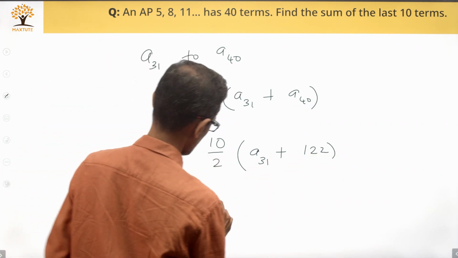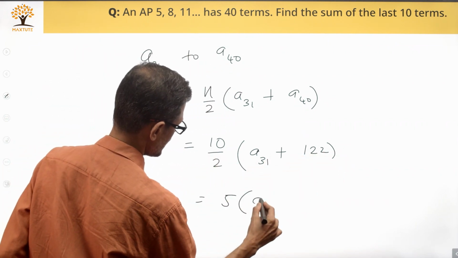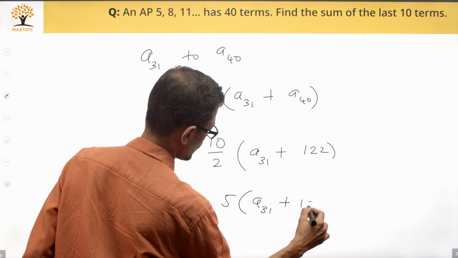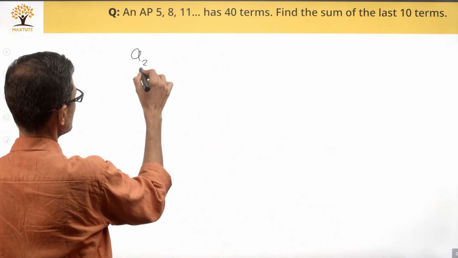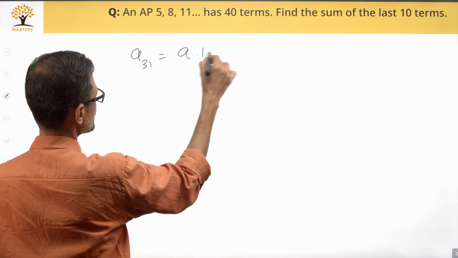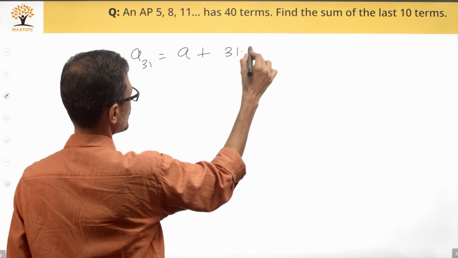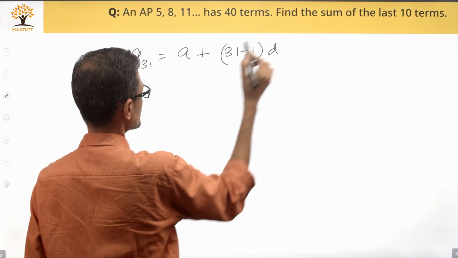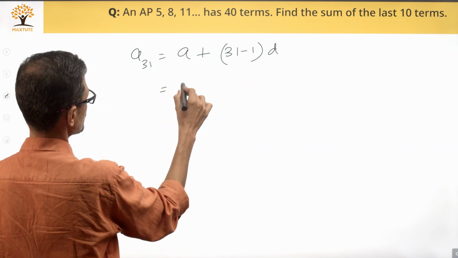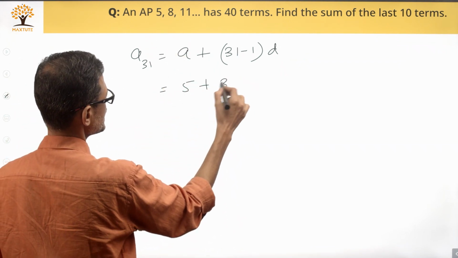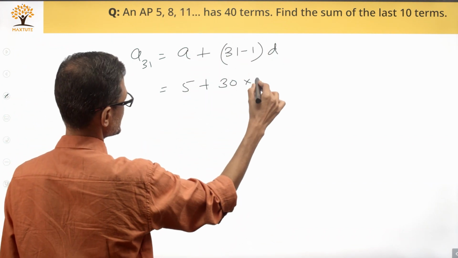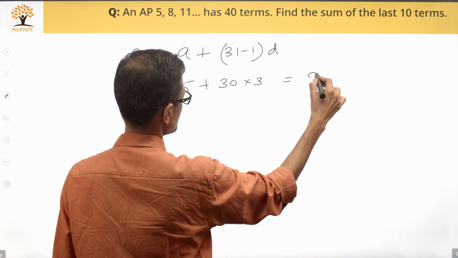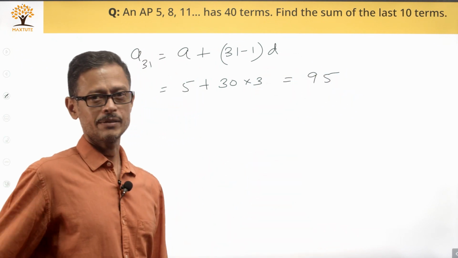If I simplify it, this is going to be 5 times A31 plus 122. A31, using the same formula, is equal to a plus n minus 1, which is 31 minus 1, times the common difference. A is equal to 5 plus 30 times the common difference, which is 3, which leaves us with the answer of A31 equal to 95.